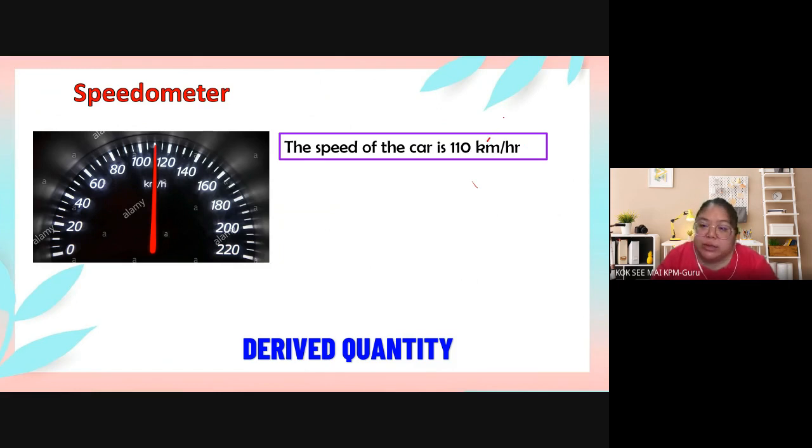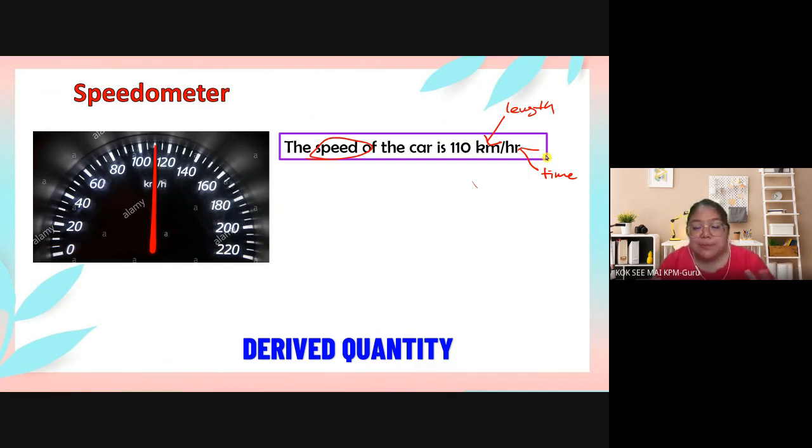Now you can see two things. Kilometer actually is a length. Hour actually is a time. So can you see the speed actually is a combination. They combine the length and the time. When they combine, we call it derived quantities.